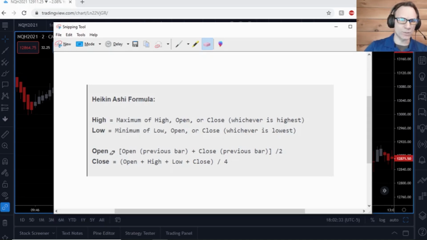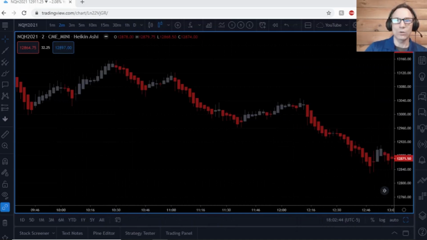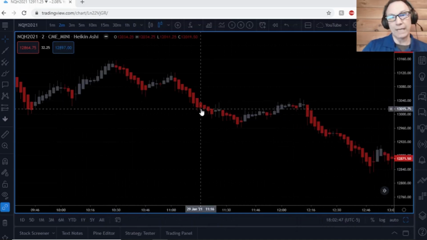The specific ones are here. It's going to plot the open, the previous bar. It's going to look at the previous bar and use that as part of the current bar, the way it plots. It's very, very interesting. So let's take a look at it along with traditional candles.